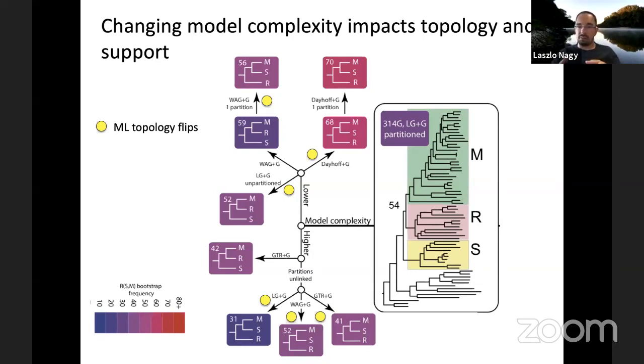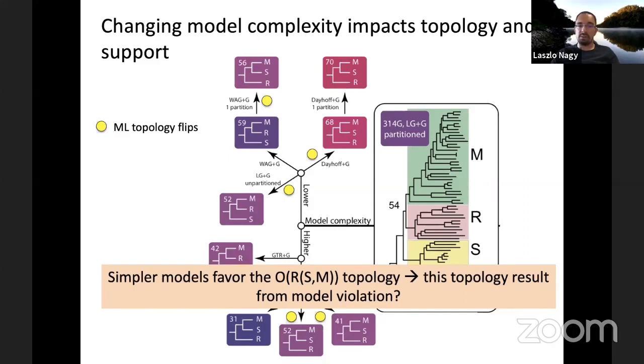We start with a topology that unites rusts with mushroom-forming fungi, the agarics, and wherever you see a yellow dot, the topology flips there. Upwards on this figure, we have simpler models. On the lower side, we have more complex models. You can see that on both sides, the topology flips from the rust plus agaric topology to the smut plus agaric topology, especially in the case of simple models. So from this, we conclude that simple models favor the smut plus agaric grouping, and maybe this is stemming from model violation.